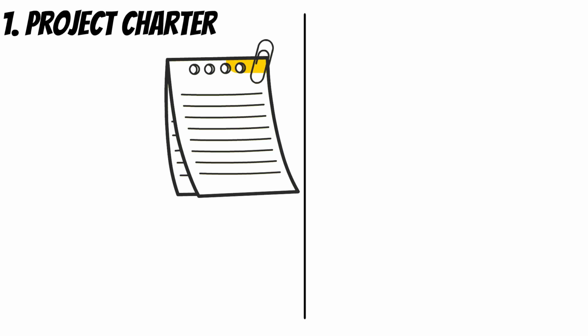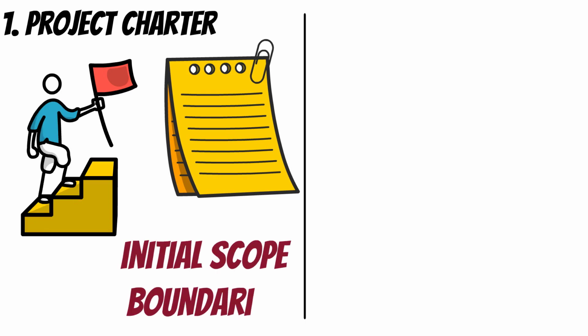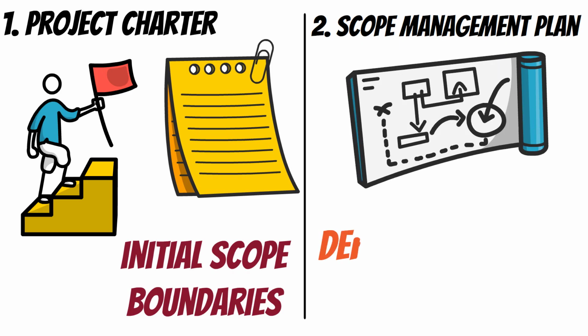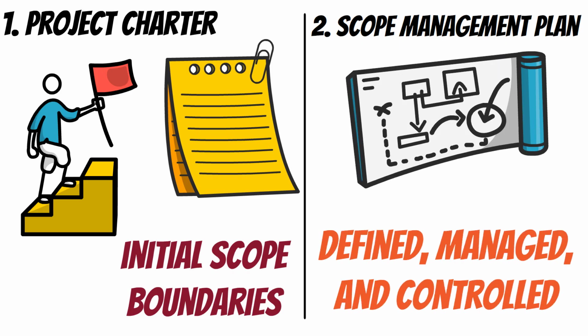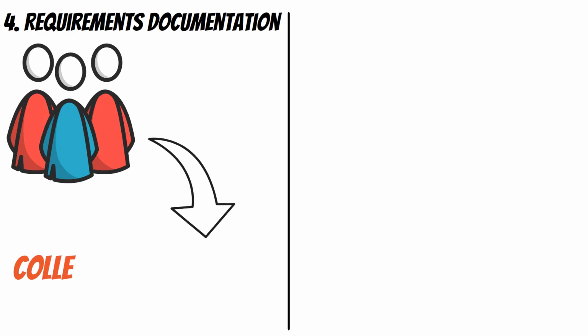Before you can define the scope, you need these inputs. Number 1, project charter. A high-level document that gives the project's purpose, objectives, and initial scope boundaries. Number 2, scope management plan. It outlines how scope will be defined, managed, and controlled throughout the project. Number 4, requirements documentation. The list of stakeholder needs and expectations gathered during the collect requirements process.